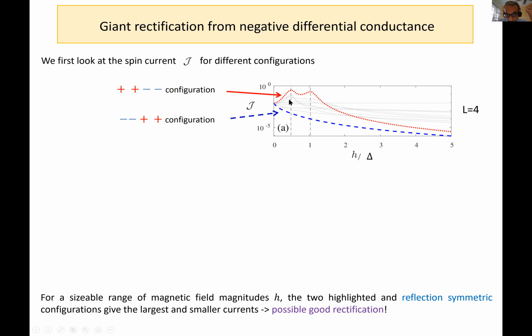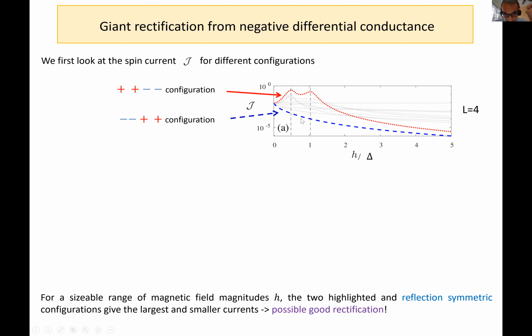And I don't know if you can see the gray curves, gray lines very well, but you can definitely see the red dotted line and the blue dashed line. These two correspond to two reflection symmetric configurations of the magnetic fields. And we see that for a good portion of values of H, they correspond to the largest current and the lowest current. So this is already telling us, hey, maybe we can use this for rectification, because these two are two reflection symmetric configurations, and they correspond to the largest current and the lowest current.